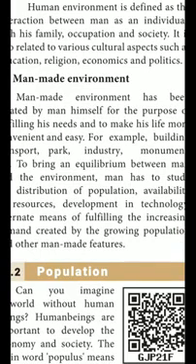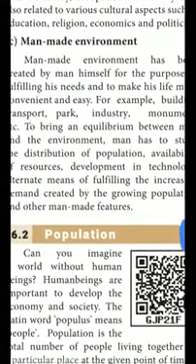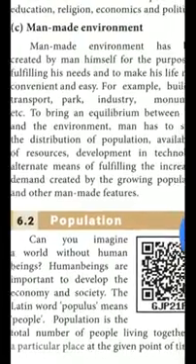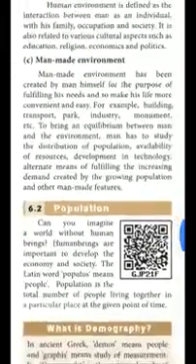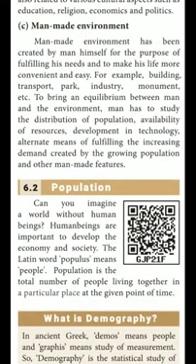Third one is the man-made environment. What do you know about this man-made environment? Man-made environment has been created by man himself for the purpose of fulfilling his need and to make his life more convenient and easy. For example, building, transport, park, industry, monument, etc. To bring an equilibrium between man and environment, man has to study the distribution of population, availability of resources, development in technology, and alternate means of fulfilling the increasing demand created by the growing population and other man-made features.